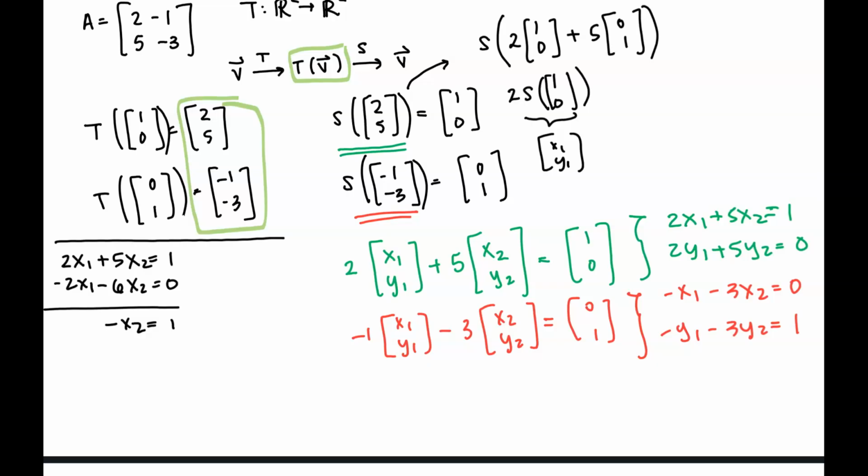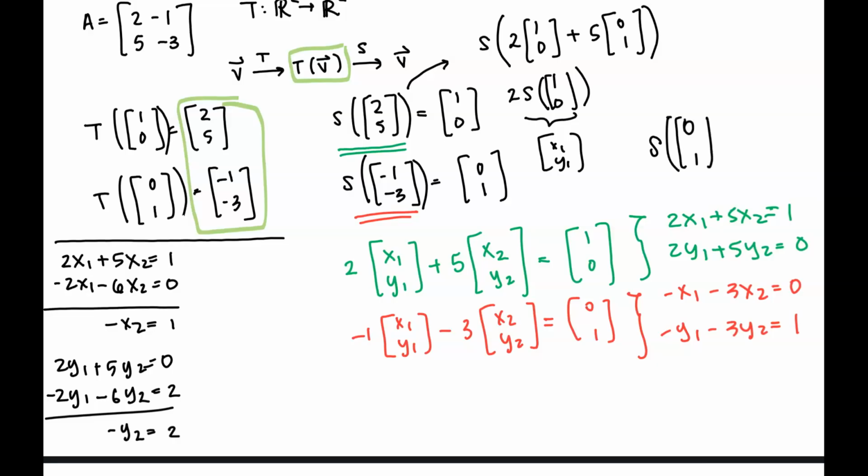So we've got one of our things that we need. Let's go ahead and do y1 at the same time. 2y1 plus 5y2 is equal to 0, and then negative 2y1 minus 6y2 is equal to 2. I said 6 and I wrote 2. Insanity. There you go. So we get negative y2 is equal to 2. So we've got our x2 and our y2, right? We've got this second thing I didn't bother to find. We now know that S of 0, 1 is equal to negative 1, negative 2.